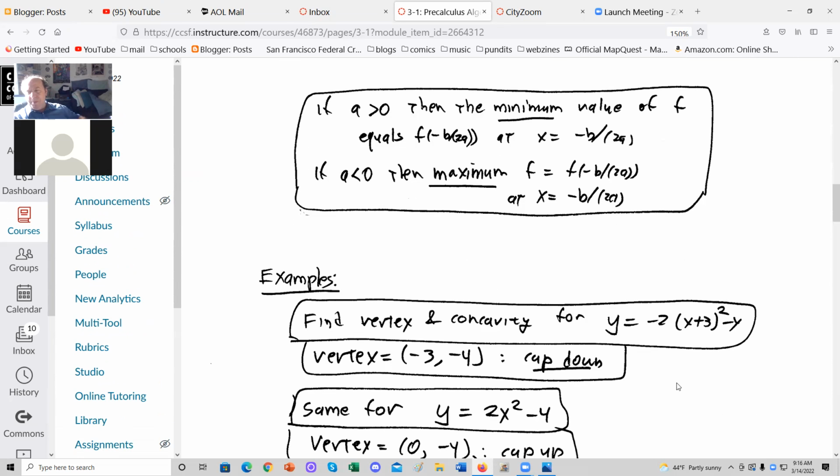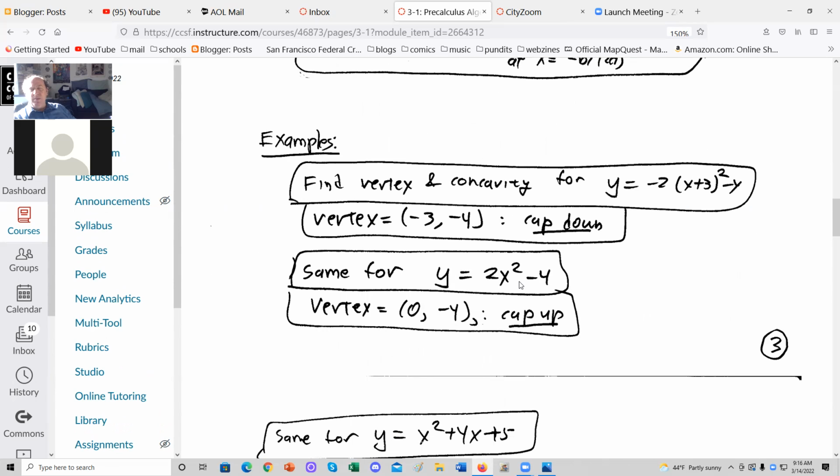So for example, here's a graph of y equals -2 times x plus 3, all squared, minus 4. The vertex form is x minus h plus k, so that's minus a -3 plus a -4. So the vertex is at -3 by -4. This is a negative quantity, -2, so it's cup down, and the resulting vertex is a maximum.